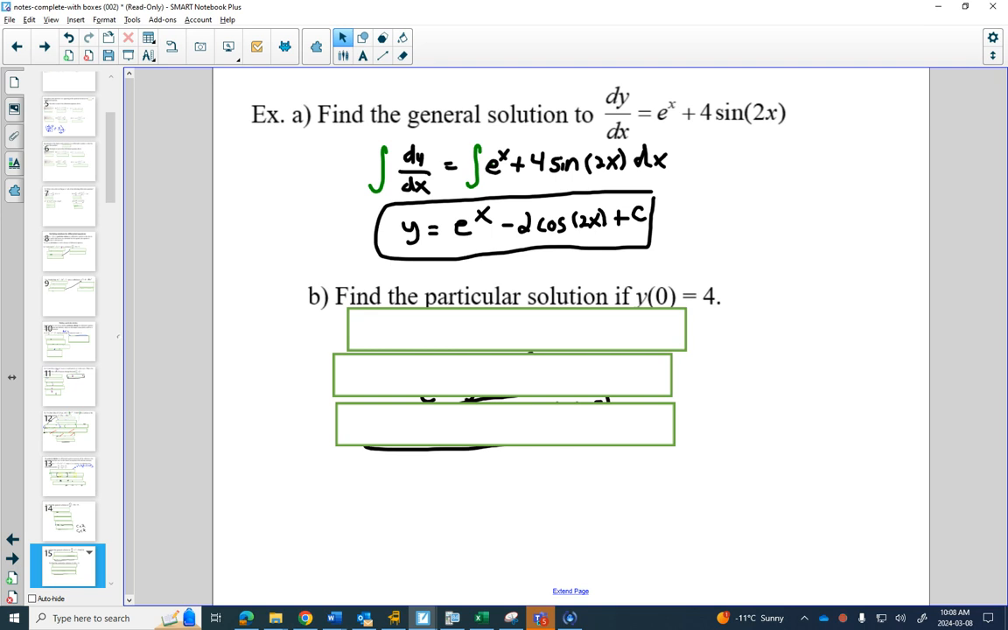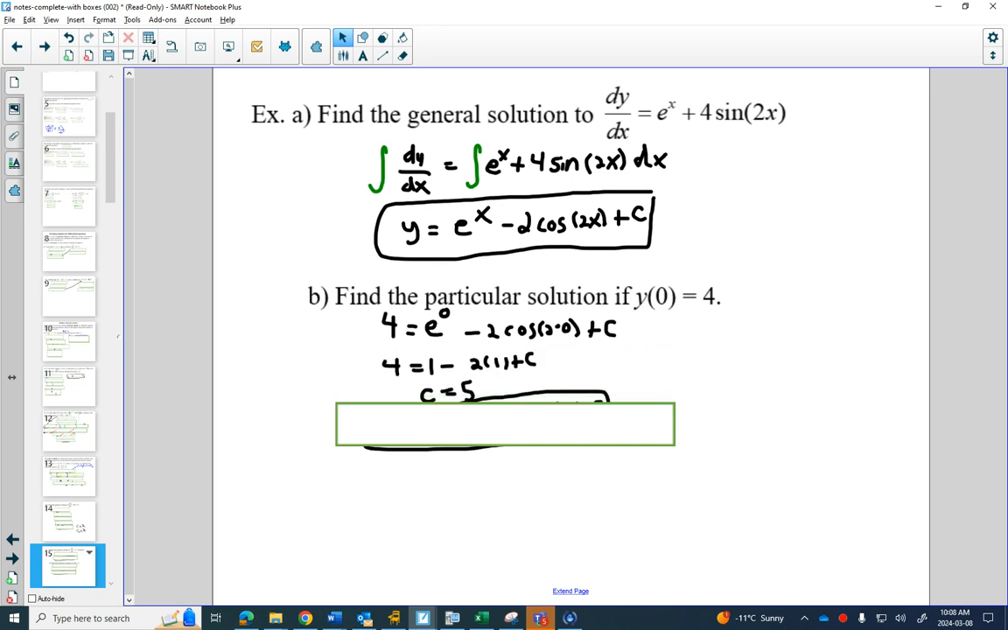And then instead of just solving for C, now we have this language of can you find a particular solution? So what do we do? We plug in 0 for x and solve for C. Once you solve for C, you write down the particular solution.